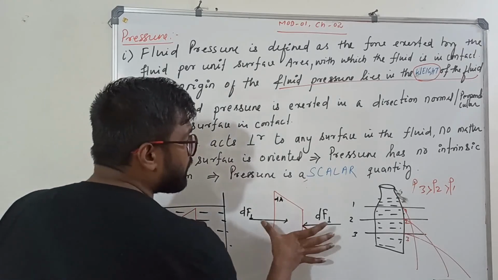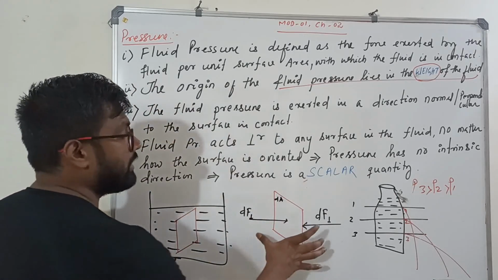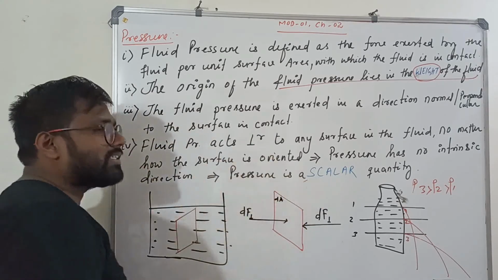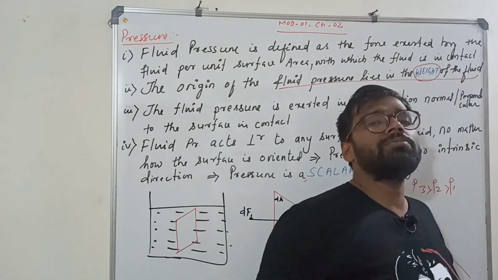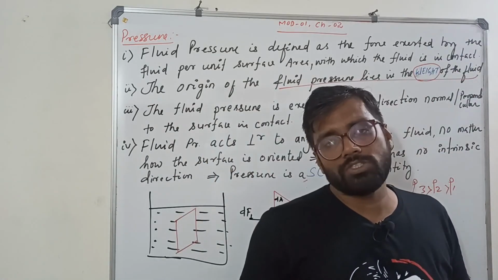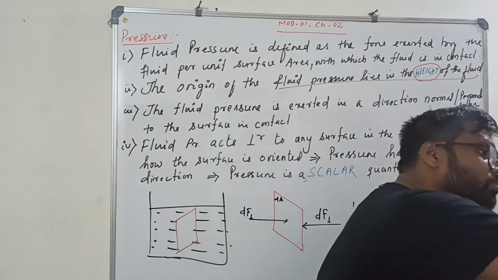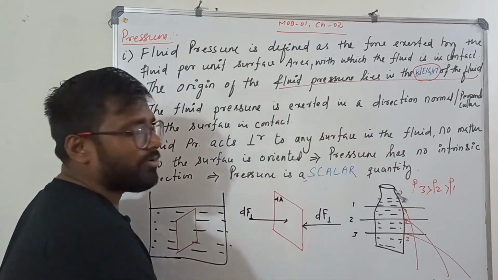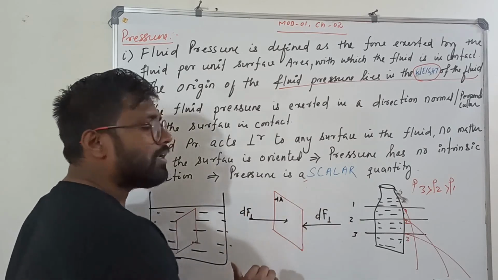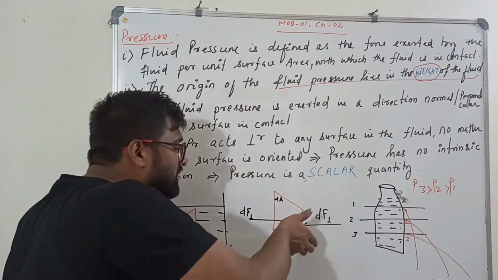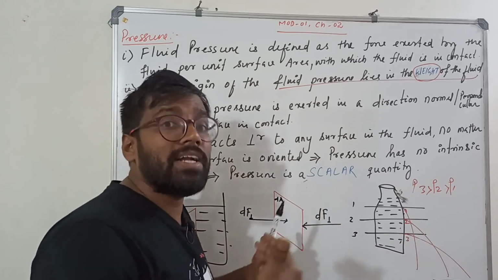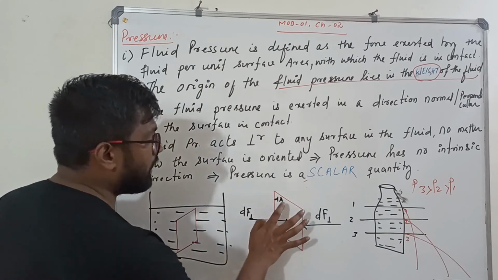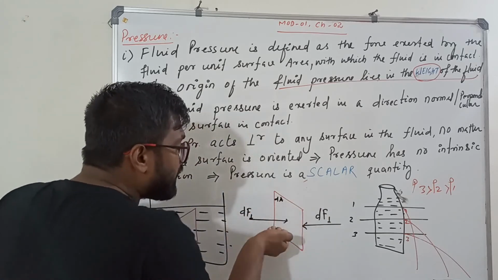And these two pressures are equal and opposite. Why, sir? Otherwise, it would have started accelerating, na? Otherwise, it would have been moving. If there is a pressure difference, there is a force difference, then it would have accelerated. But here the fluid is at rest, so the condition of equilibrium is satisfied. Hence both the forces are equal and opposite, applied on area dA. And how are these forces acting? Perpendicular.